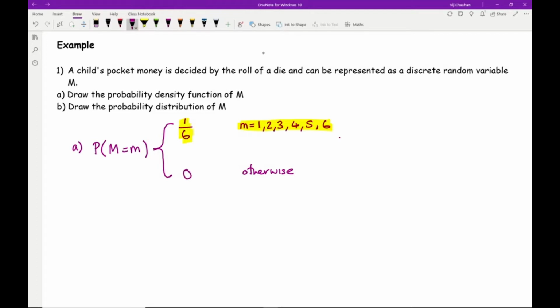And that there, what we have done is we've created our PDF. Now the next thing we need to do is draw our probability distribution, which is again just a way of representing the probabilities in the form of a table.